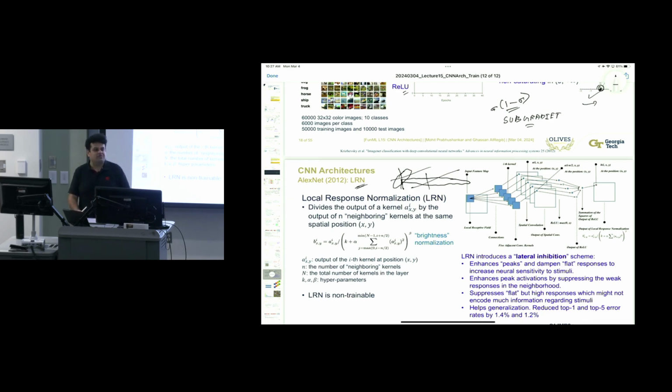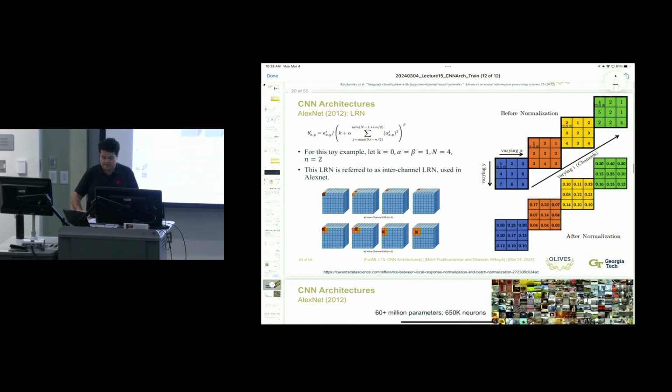AlexNet was the first paper to define what this normalization must look like. They called it LRN, which is local response normalization. It's given by this function here. It looks quite complicated, but it's not really that much. What is happening is we divide the output of a kernel by the output of the nearest other kernels that might exist. I'll come back to this slide by showing you what that essentially means.